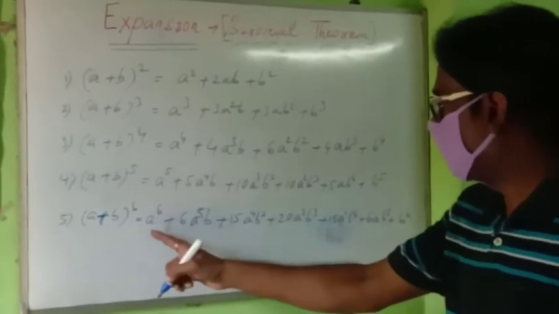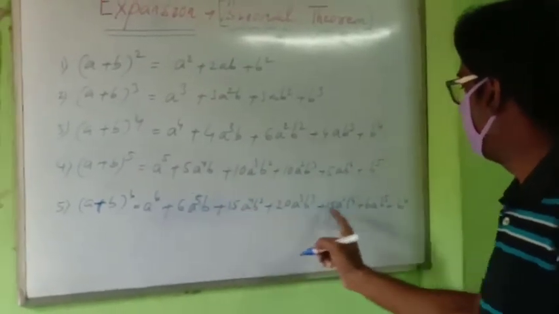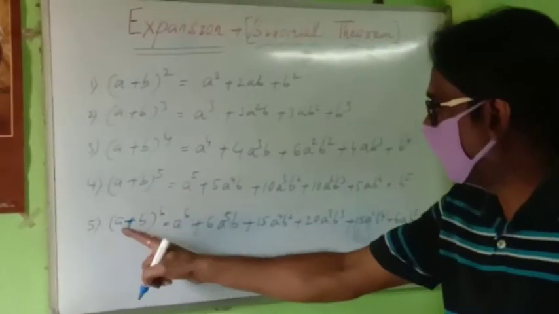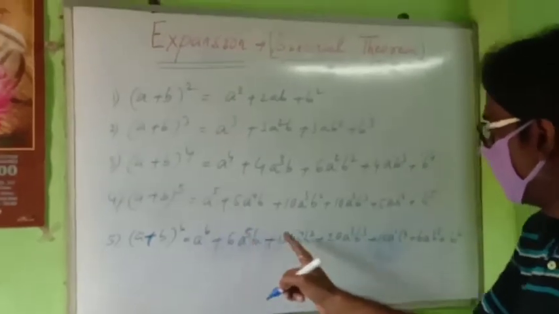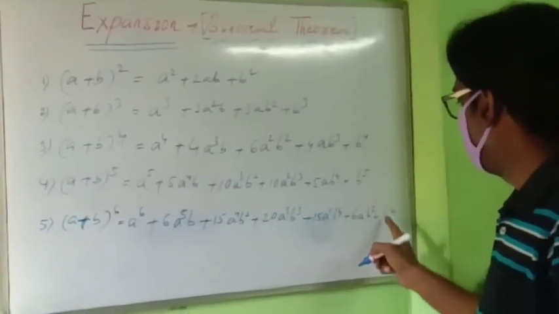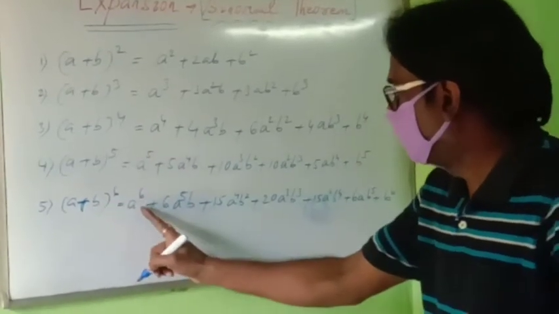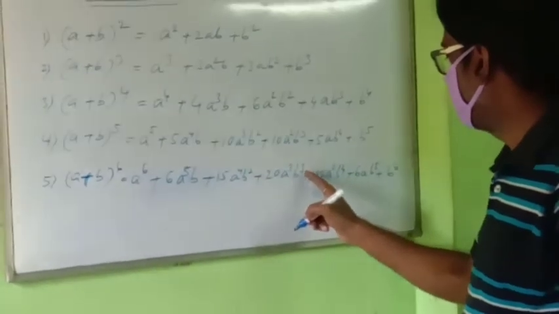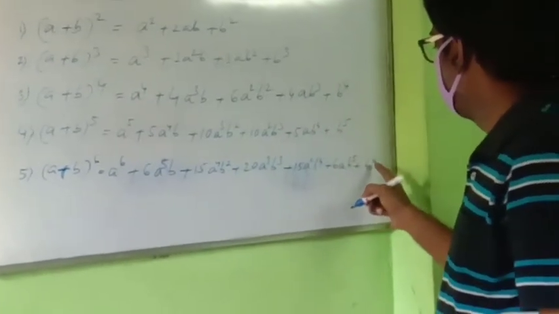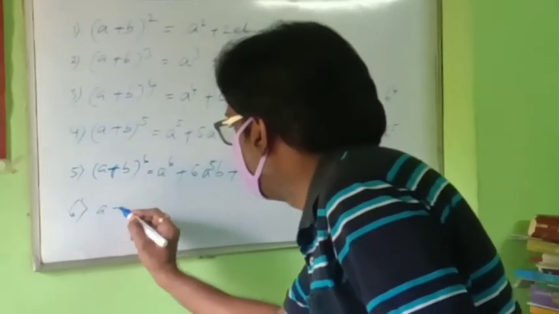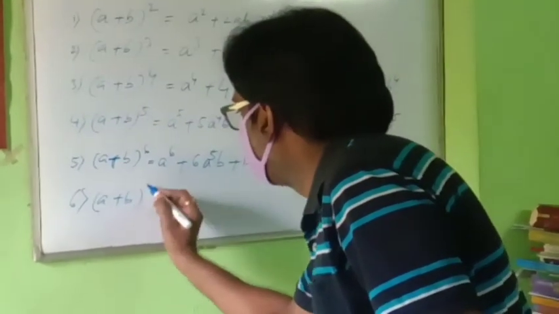Total how many terms are there? 1, 2, 3, 4, 5, 6, 7. Because power is 6, the highest power is 6, so it will be a to the power 6. Next a5, a4, a cube, a square, a to the power 1, a0. Power of b: b to the 0, 1, b power 2, b power 3, b power 4, b power 5, b to the 6. Next I am going to number 6, that will be a plus b whole to the power 7.